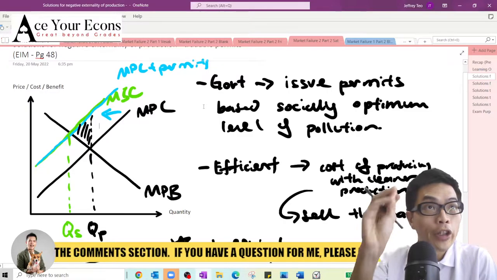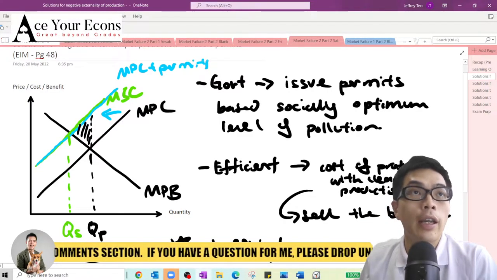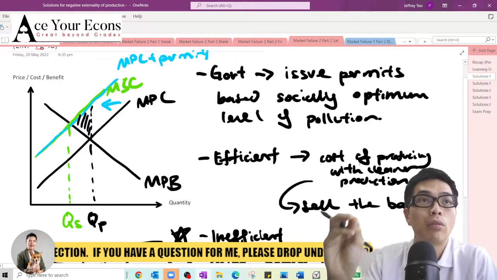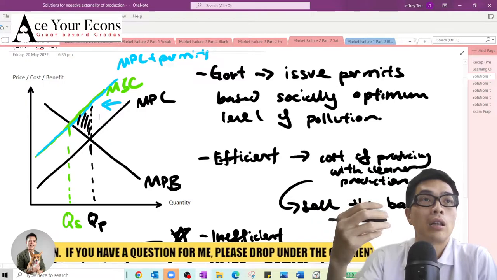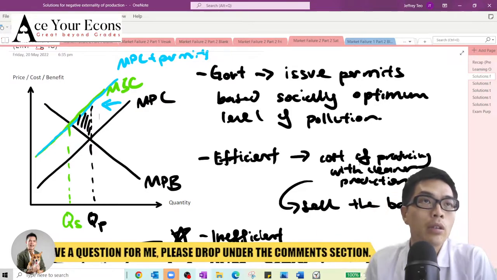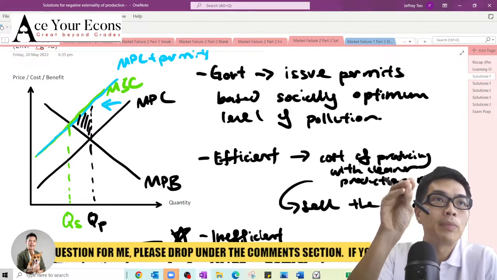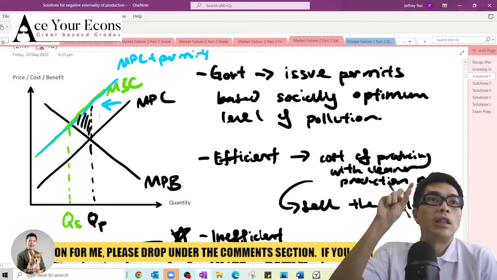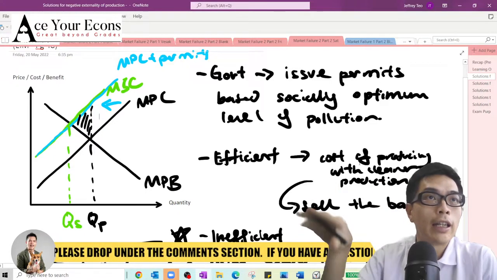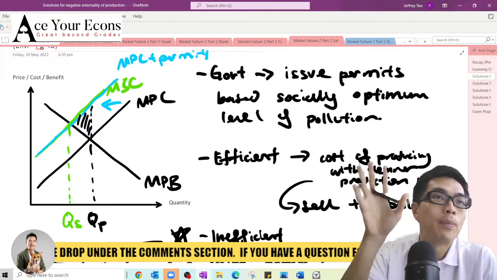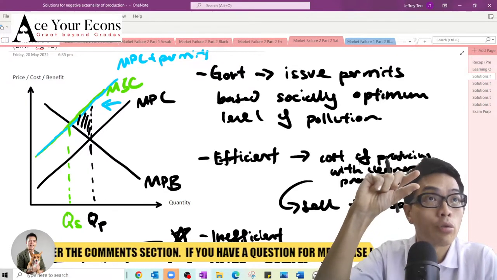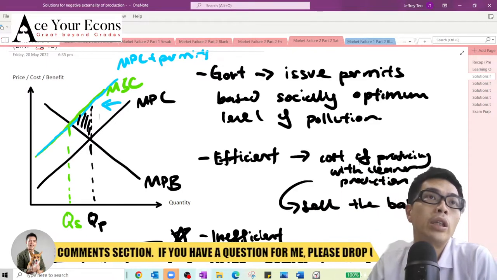Now, for the efficient firms, I mentioned earlier on that it is probably cheaper for them to produce with cleaner means than to buy permits. So they'll stick with cleaner means. They will sell the balance off. So for the efficient firms, we realize that when they start adopting cleaner means, the level of external costs will shrink. Let me repeat. When cleaner firms start to adopt cleaner production means, when it's cheaper, the level of external costs will start to shrink. They will have a lesser carbon footprint, for instance.